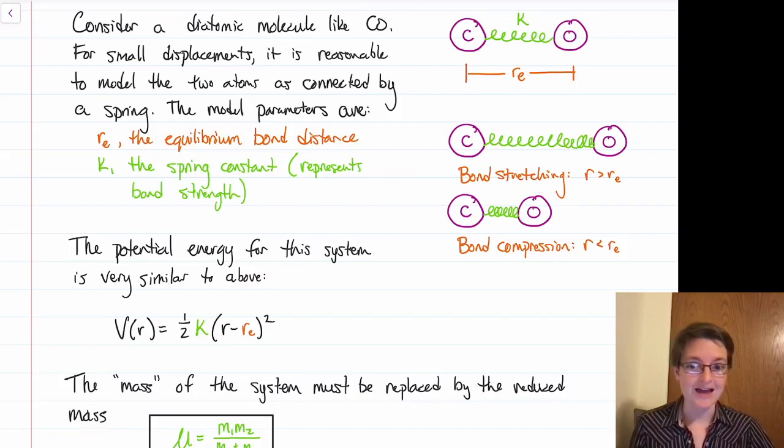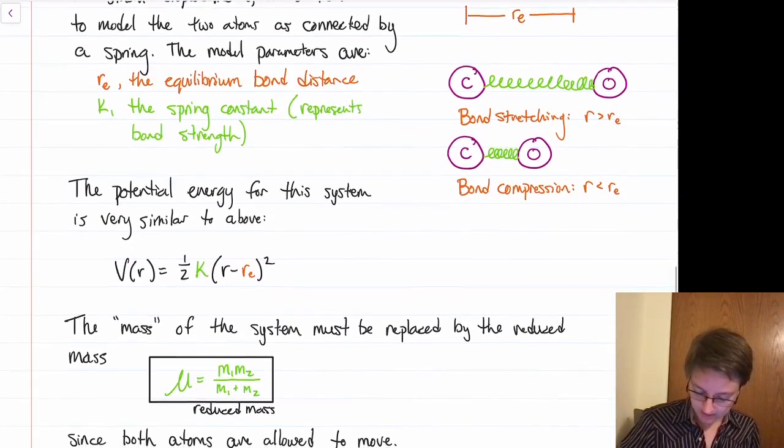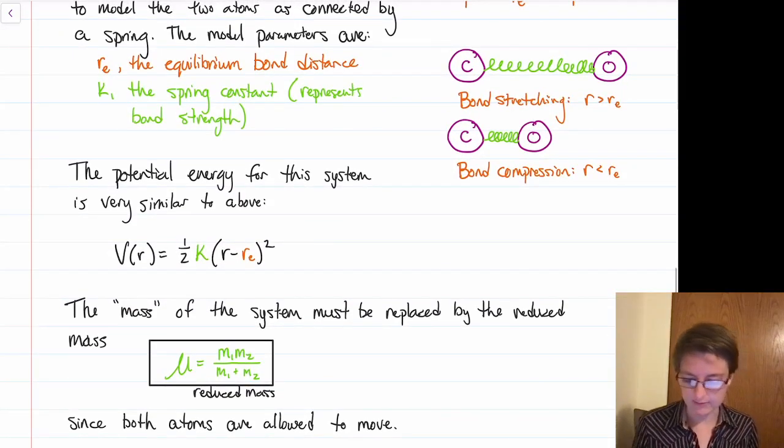In this case, K has a very nice chemical interpretation, which is that it represents the bond strength of this diatomic molecule. A larger value of K means a stiffer spring, harder to move these two atoms back and forth, corresponding to a stronger bond, or if K is small, it means it's relatively easy to move these two atoms apart, which chemically corresponds to a weaker bond. The potential energy for this system, where I have my diatomic molecule composed of two atoms connected by a spring, looks very similar to above.